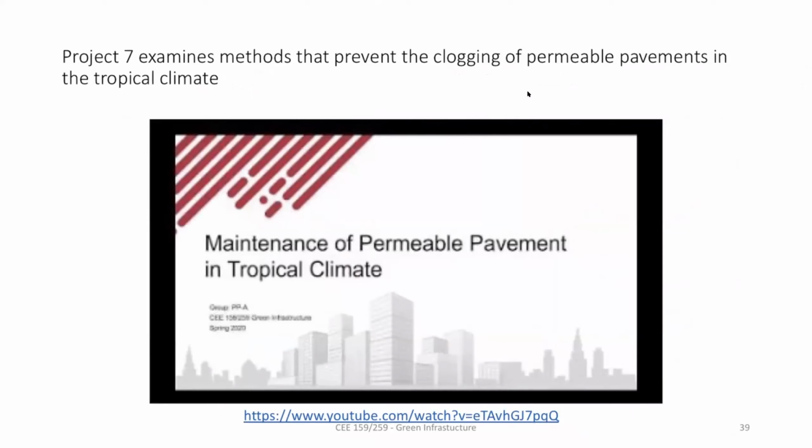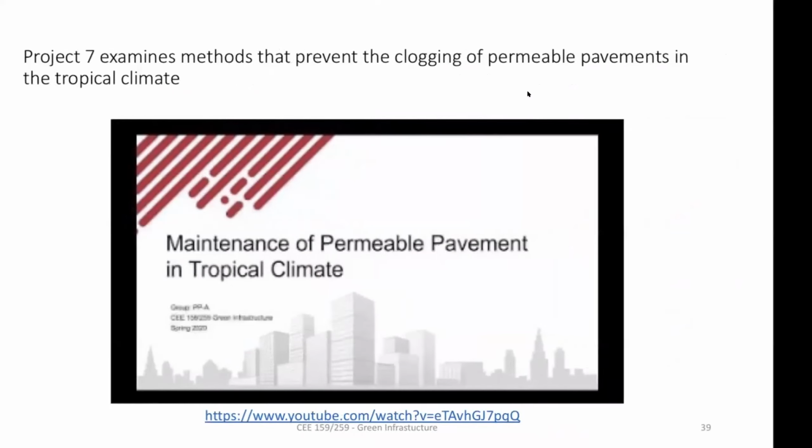The reason is in a tropical climate it rains a lot. That means it also erodes a lot of land, so it may have suspended solids that will clog the permeable pavement. So that means what design you could do to decrease that clogging in that particular climate. So they talk about the climate aspect of it a little bit more.